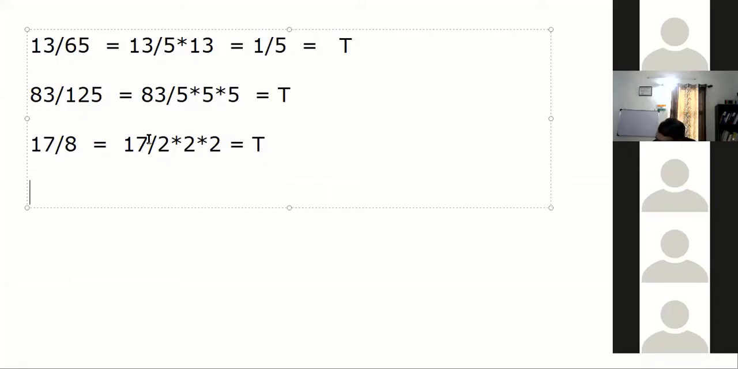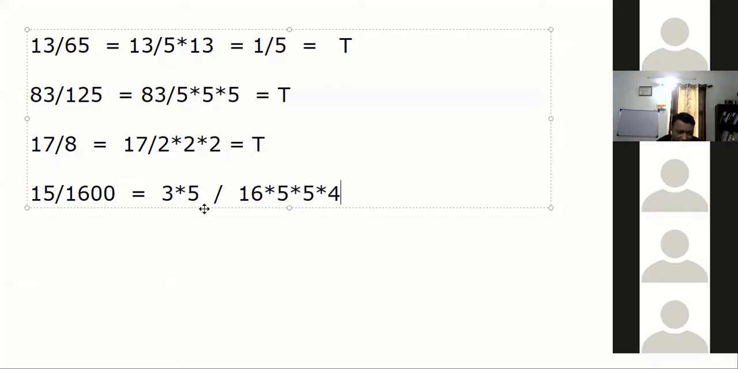What about 15 by 1600? Again, the simple point is, if you are trying to make it, say the numerator is 3 into 5, the denominator is 1600. No, I am not going to do so much. 16 into, I'll make it later. 100 means 5 into 5 into 4. I'm just going to simplify first.